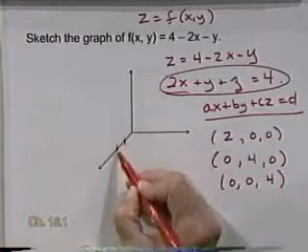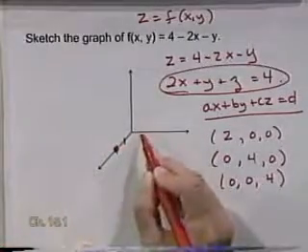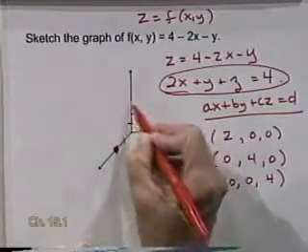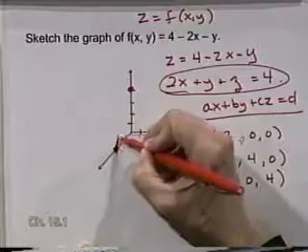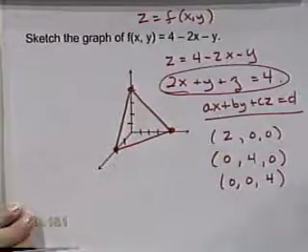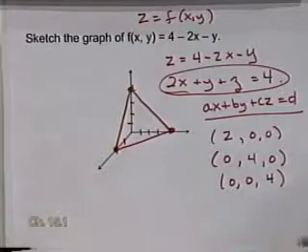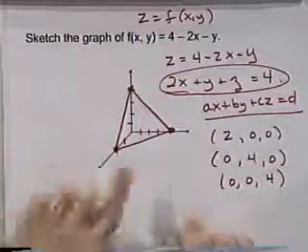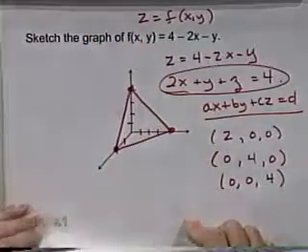I've got (2, 0, 0). I've got (0, 4, 0). And I've got (0, 0, 4). And then you connect the dots. And that gives you a good idea of what the plane looks like. Of course, the plane goes on forever, and I've just drawn a triangle. But think of it as your little wedge that you're going to glue your laminate on. That's your plane that goes forever.